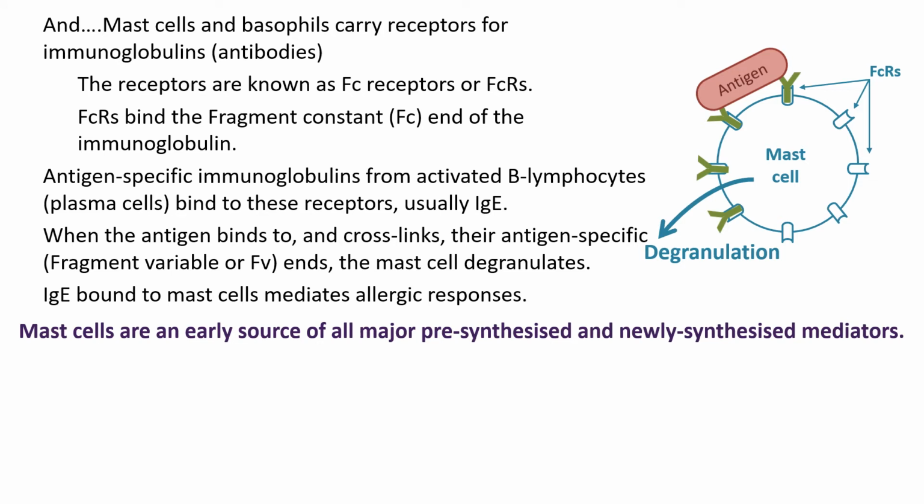But other than that, mast cells are really significant in terms of the innate immune response, because they are found throughout the body, and because there are so many ways of activating them. They are an early source of all the major pre-synthesized and newly synthesized mediators. Remember, not only do they degranulate, they also secrete newly synthesized mediators.